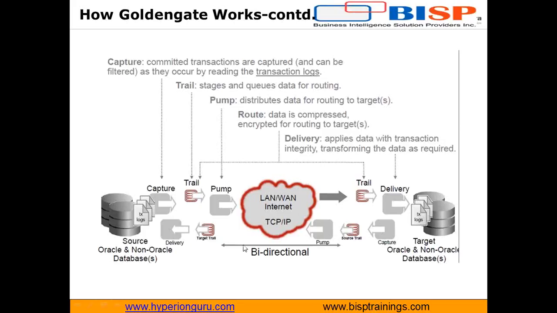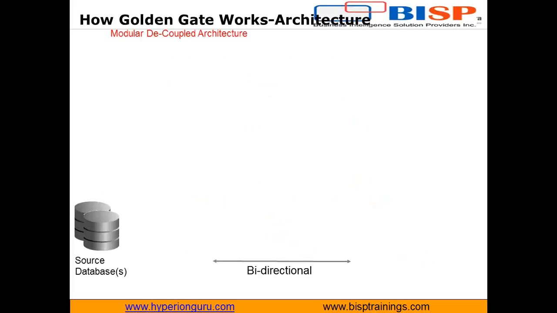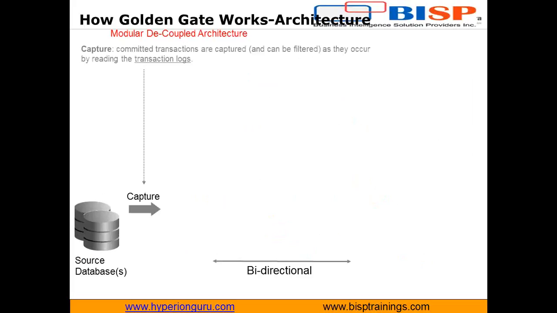So what would happen in bidirectional? Your capture process, pump process, and delivery process would exist on both environments. Similarly, the local trail and remote trail will also exist on both environments. So this again is the architecture.